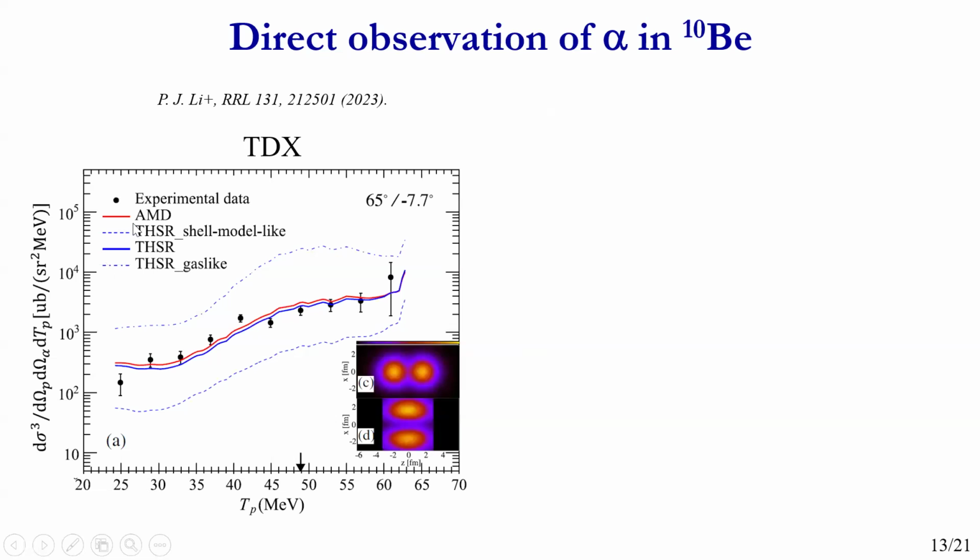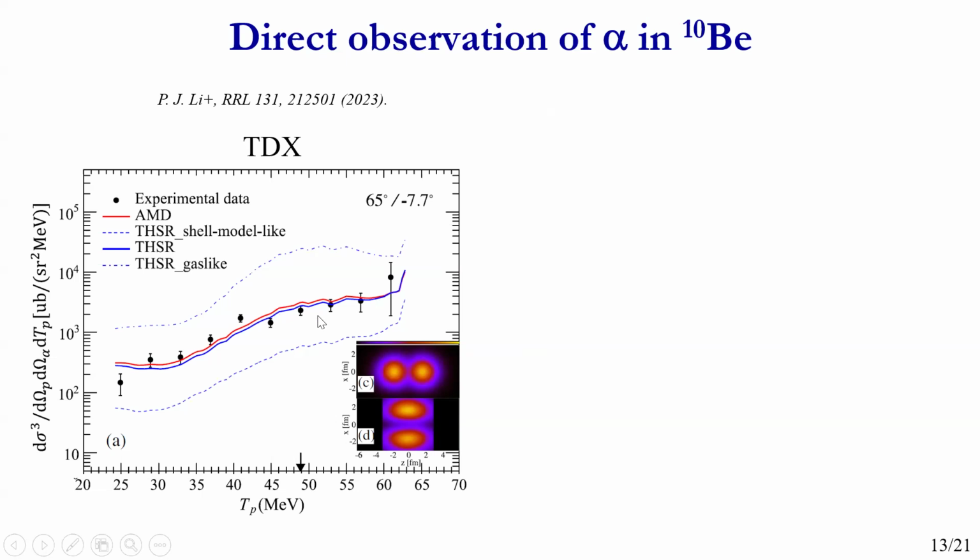Okay, we tried two structure models. One is AMD, the other one is THSR. This is the Tohsaki-Horiuchi-Schuck-Röpke model, a cluster model. And we changed the height by, how to say, 10% or something like that. But with only such a tuning, we got a very good agreement with experimental data.